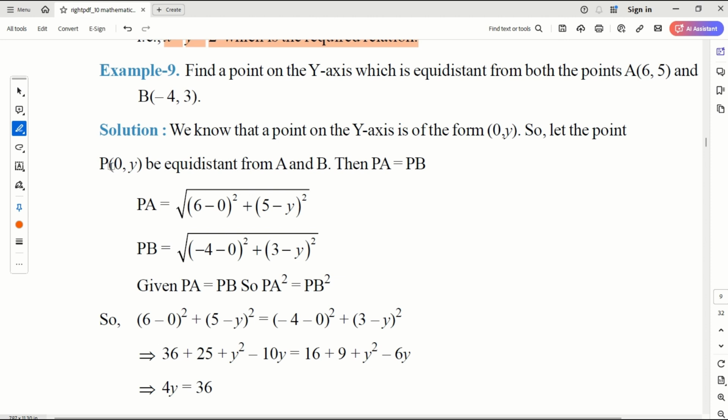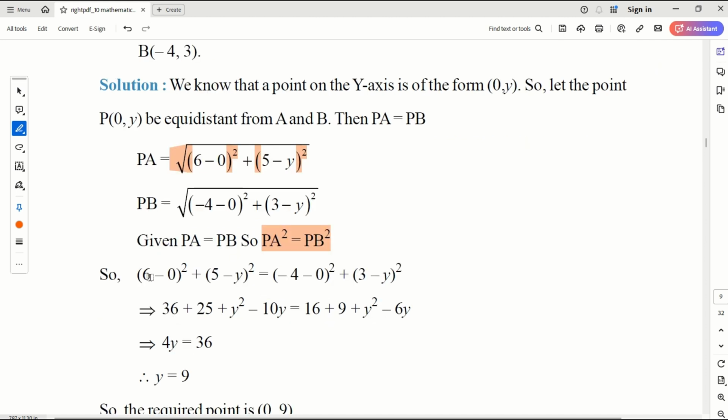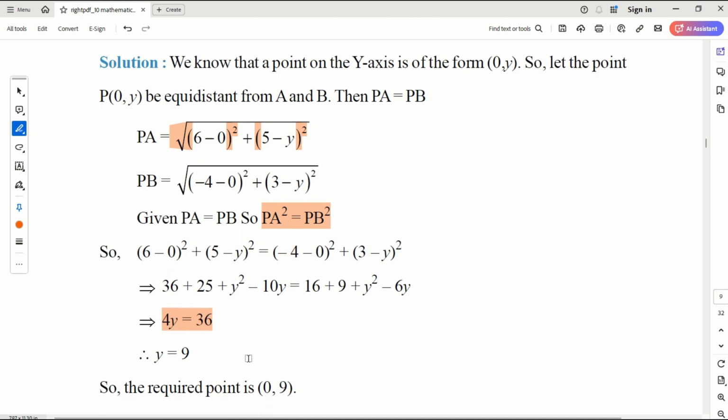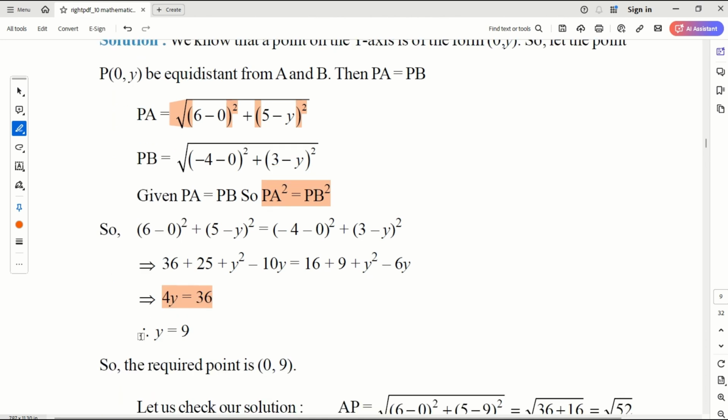And it is equidistant from A and B. That means PA equal to PB. So PA is equal to square root of (6 minus 0) whole square plus (5 minus y) whole square. PB is equal to square root of (minus 4) whole square plus (3 minus y) whole square. Okay, so if I equate them and simplify, what I will get is 4y equal to 36, or y is equal to 9.